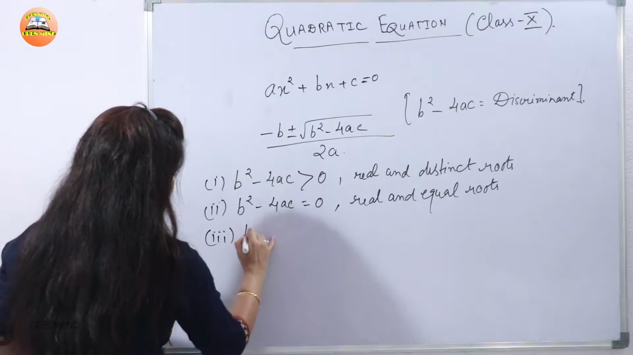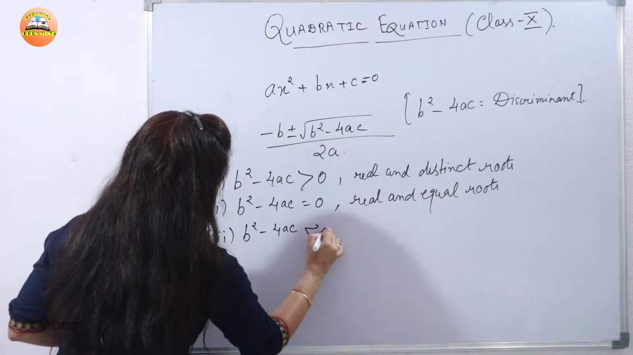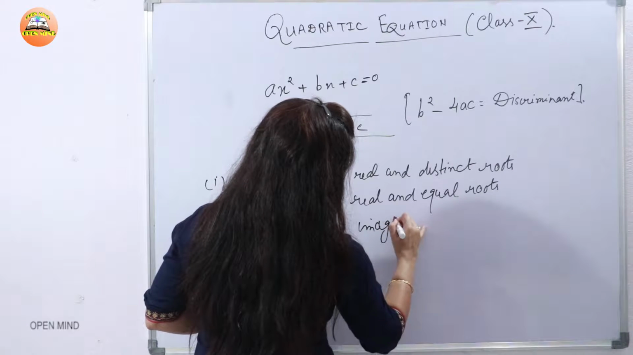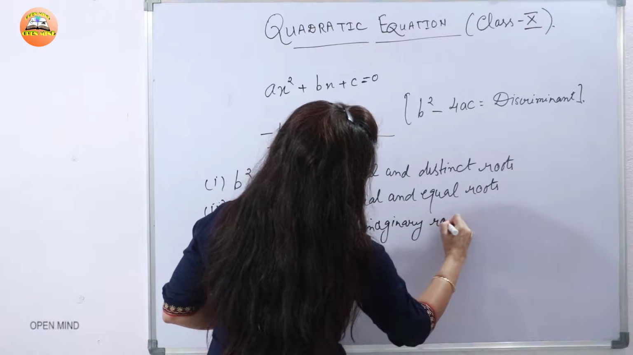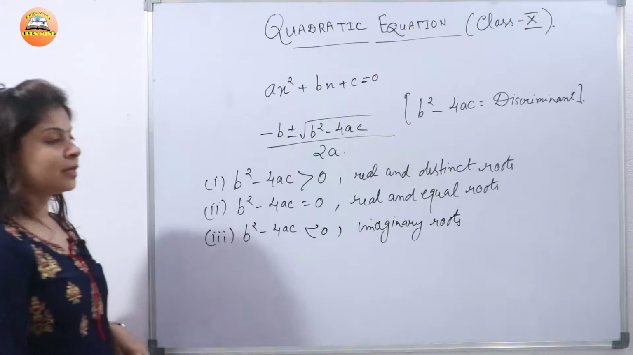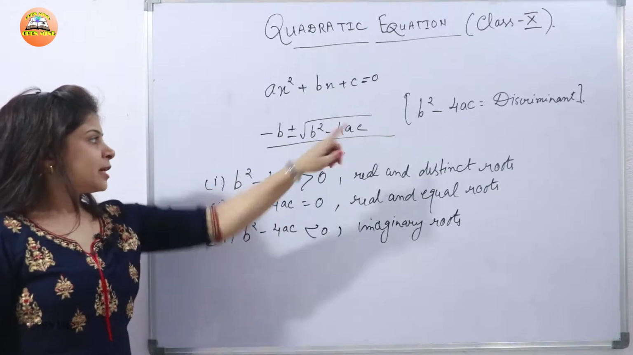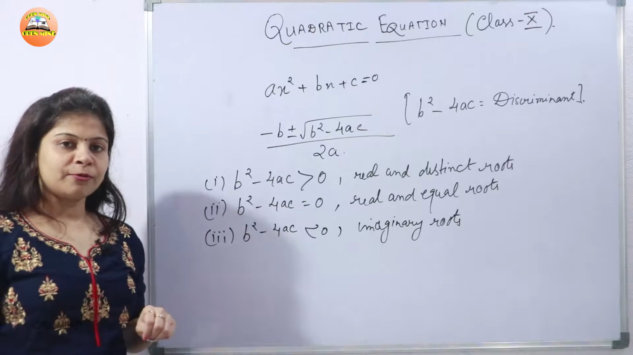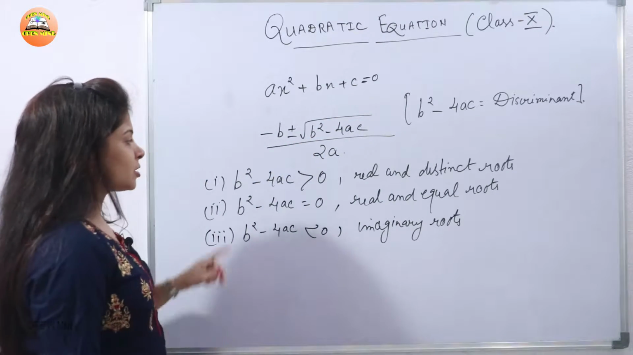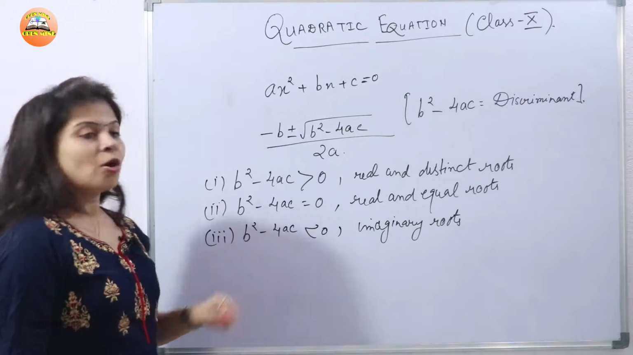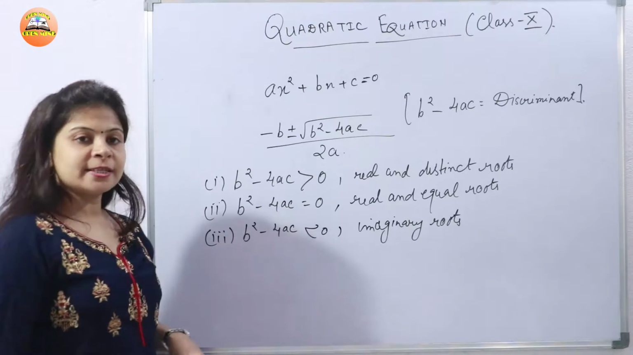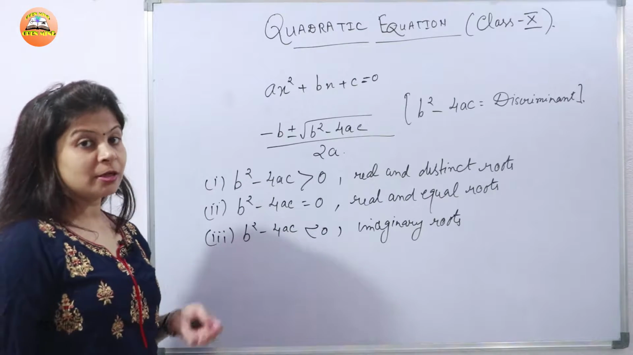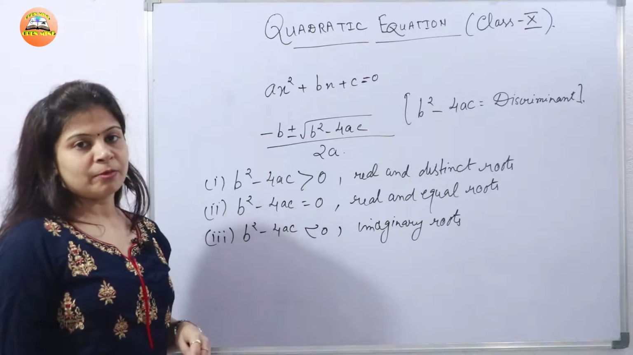The third one is, if b square minus 4ac is less than 0, we get imaginary roots. As you know, it is less than 0, so the value will come in the form of a minus sign inside the root, which cannot be solved further. So before solving this type of question with the help of formula, please first check whether the discriminant is greater than 0, equal to 0, or less than 0. If it is less than 0, we cannot solve by either of the methods. Neither can you solve by factorization method, nor with the help of formula method.